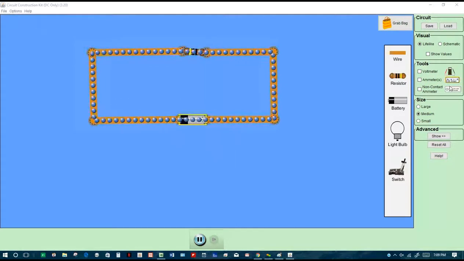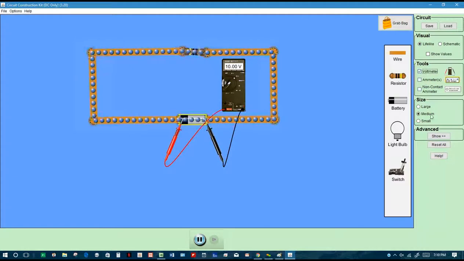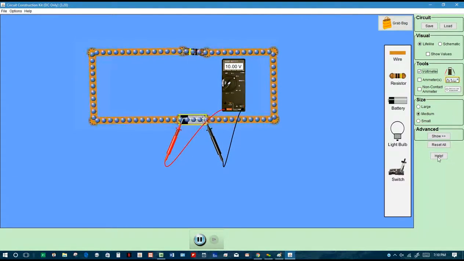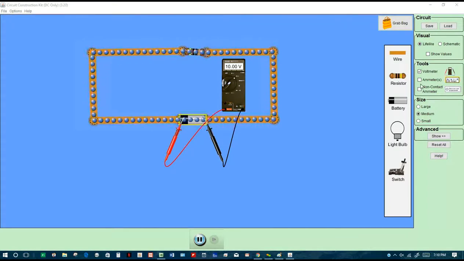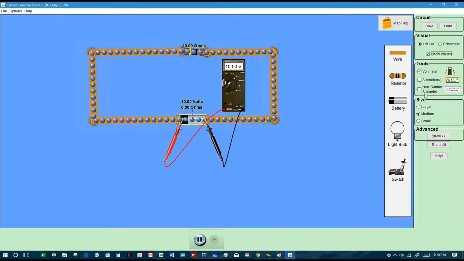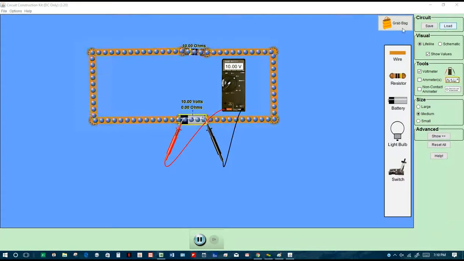Oh, that's too bad. Oh, wait a minute. Why? Huh. It won't let me use the ammeter. I wonder why. All right, well, that's a big part of what I needed to show you, and it's not working. Shoot.